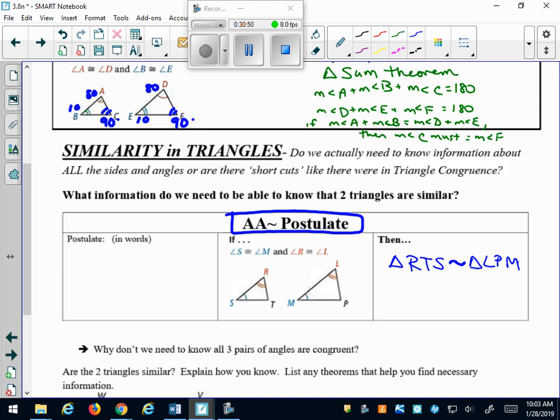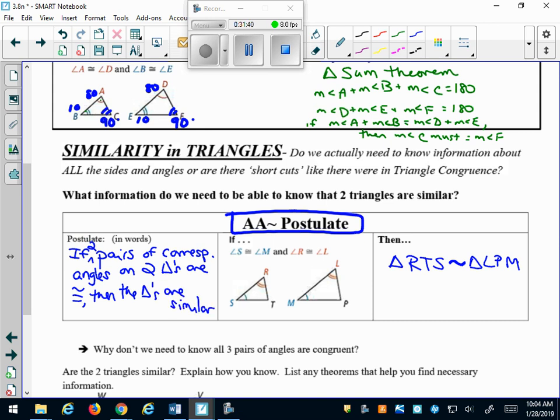So how would we state this in words? If what? What kind of angles? Okay, if two pairs, it's not just two angles, like one here and one there, it's two pairs of corresponding angles on two triangles are congruent, then the triangles are similar. Good.